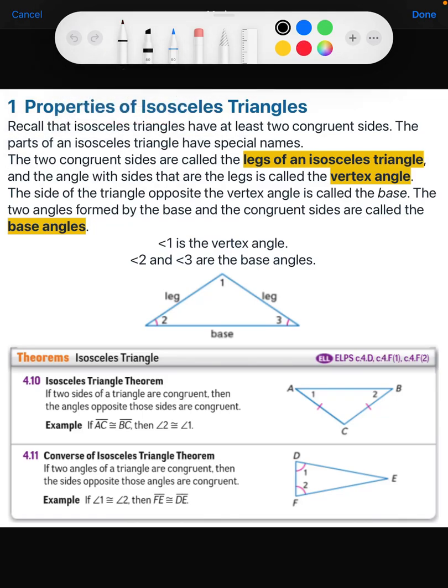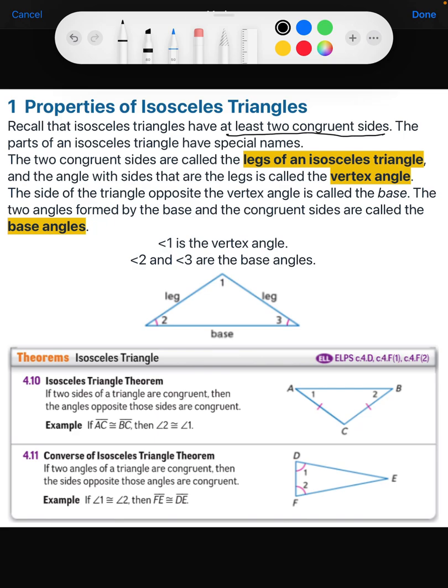This video will discuss the properties of isosceles triangles. Remember that isosceles triangles have at least two congruent or equal sides. The parts of an isosceles triangle have special names. So we want to remember there's at least two congruent sides.